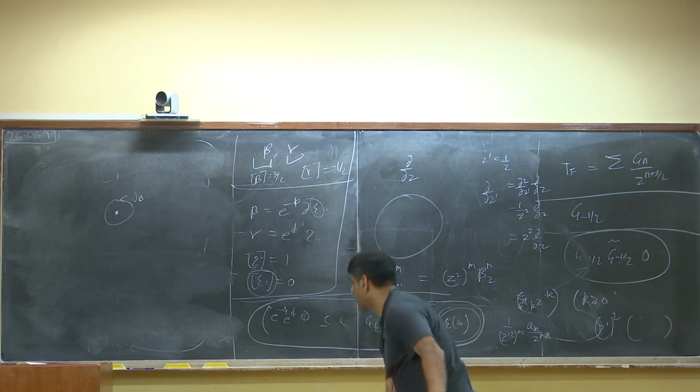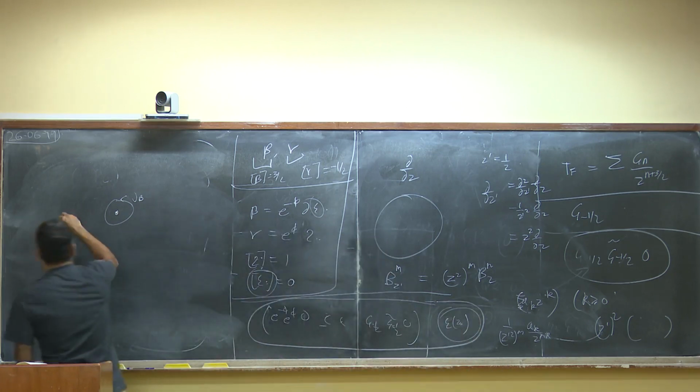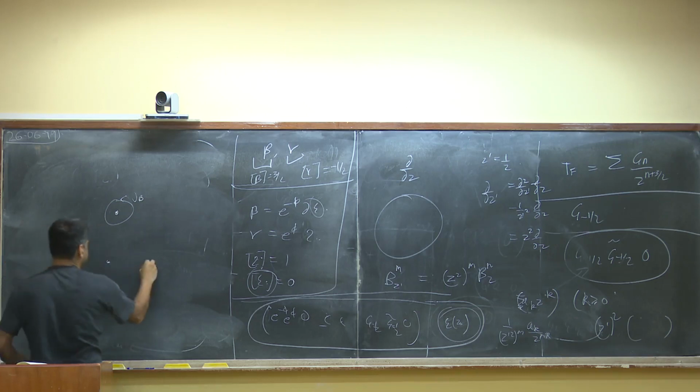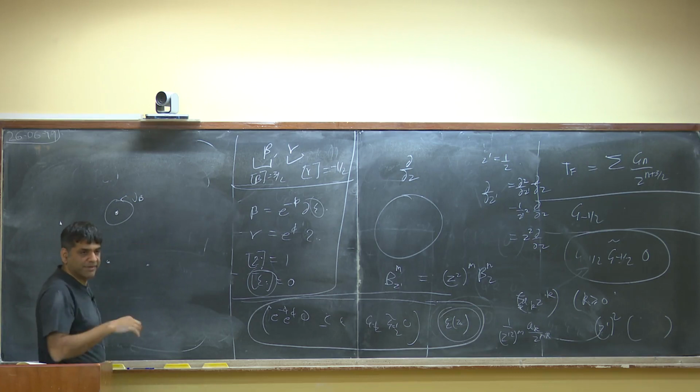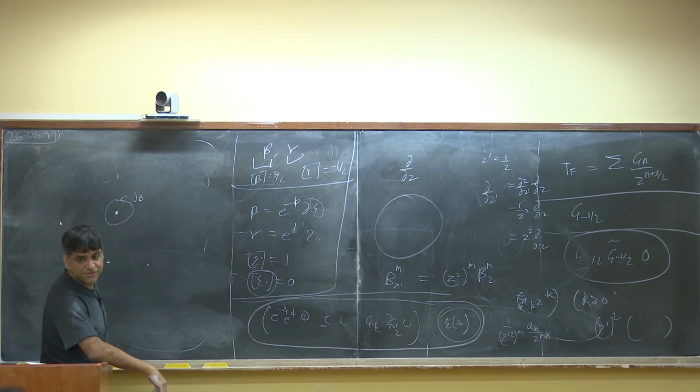I'll say it again. Suppose we've got this and some other operators on a sphere. These operators are all BRST invariant. I want to show that this gives you 0.